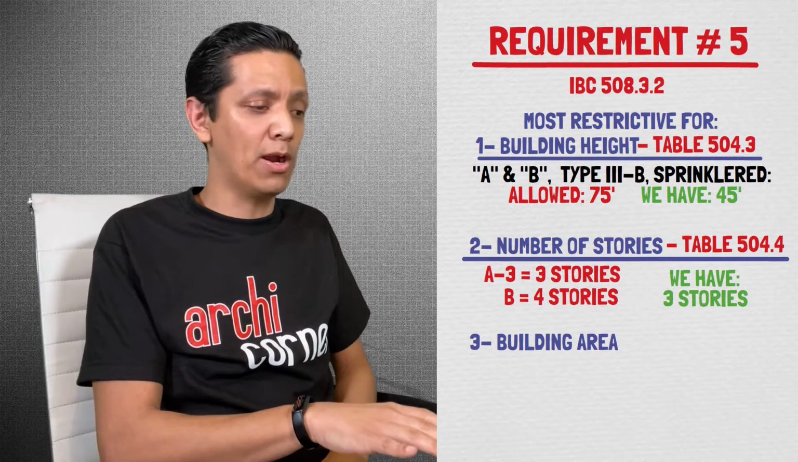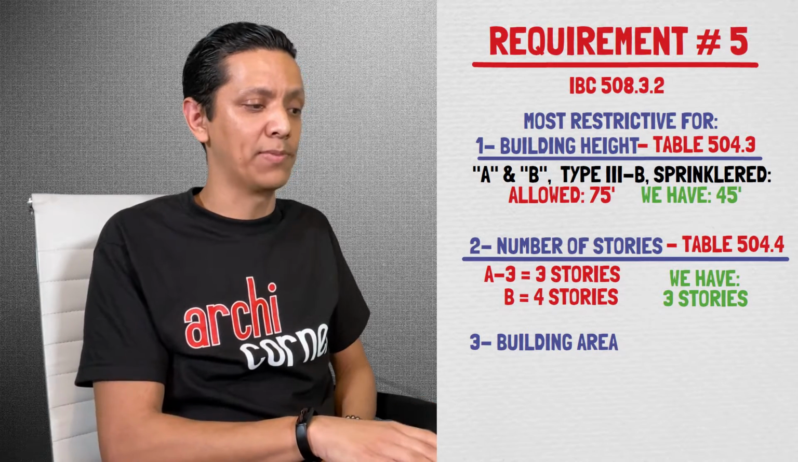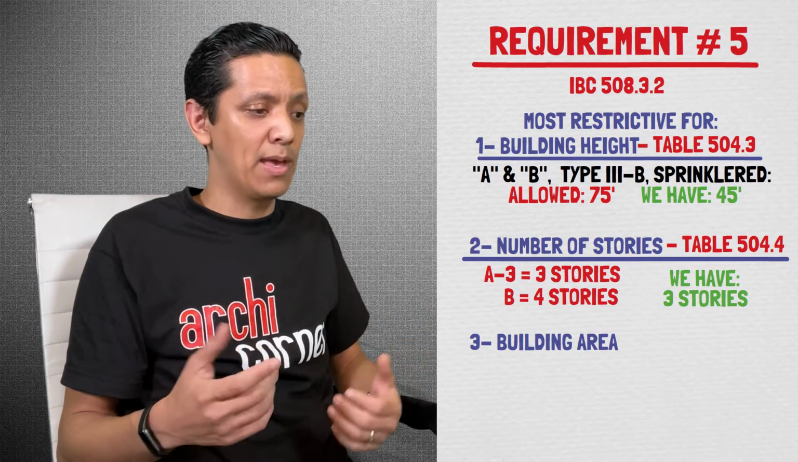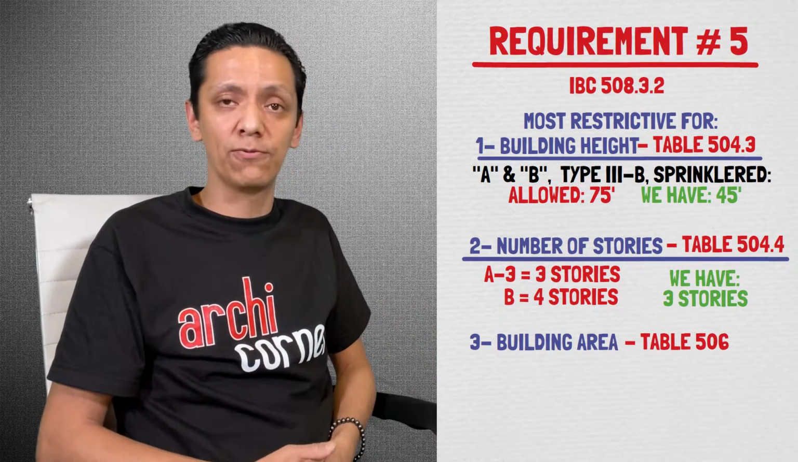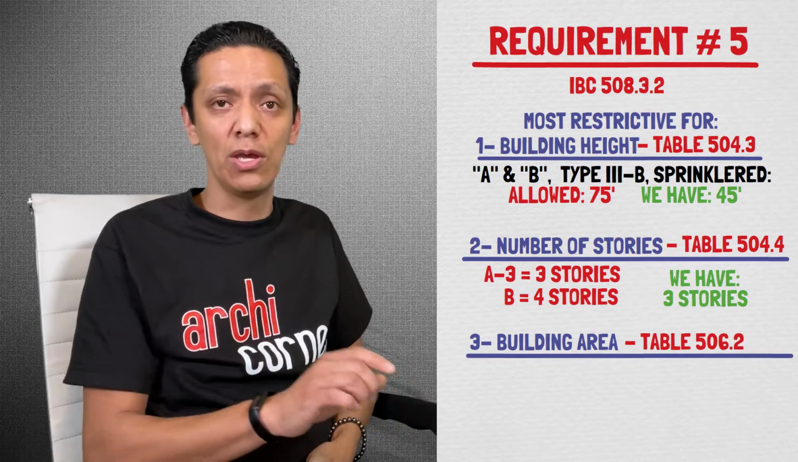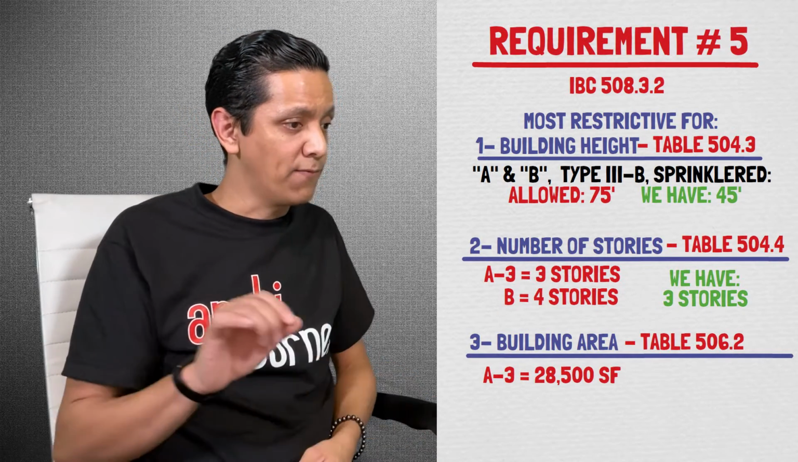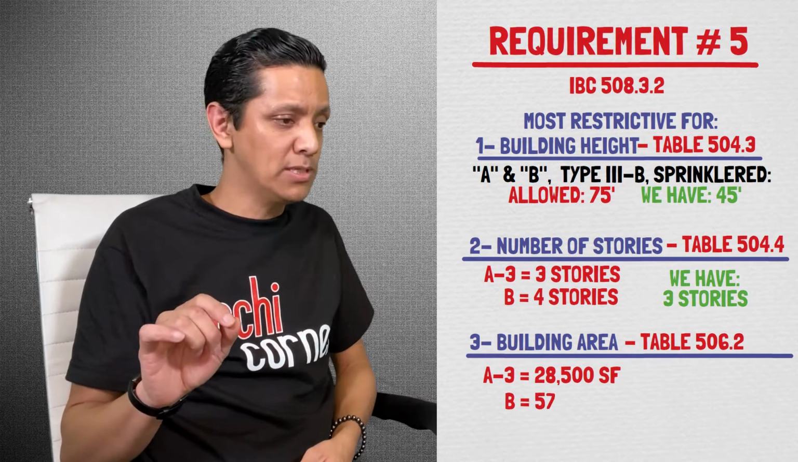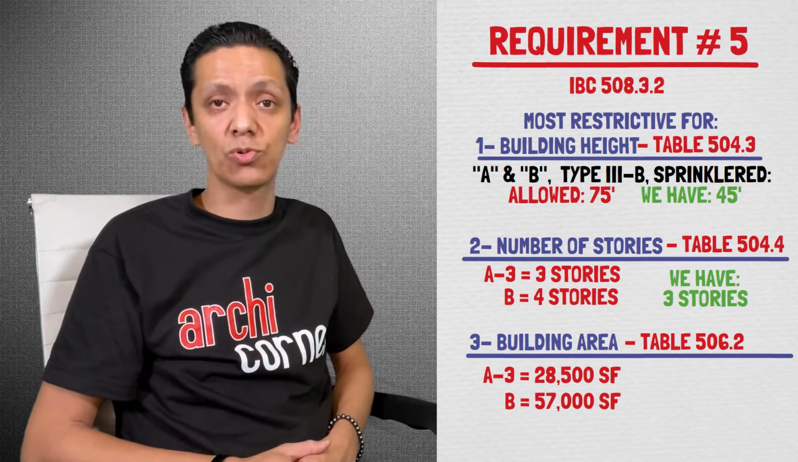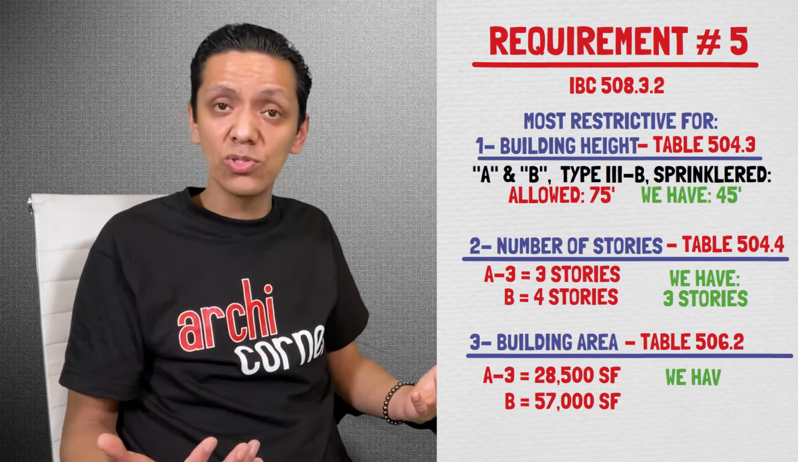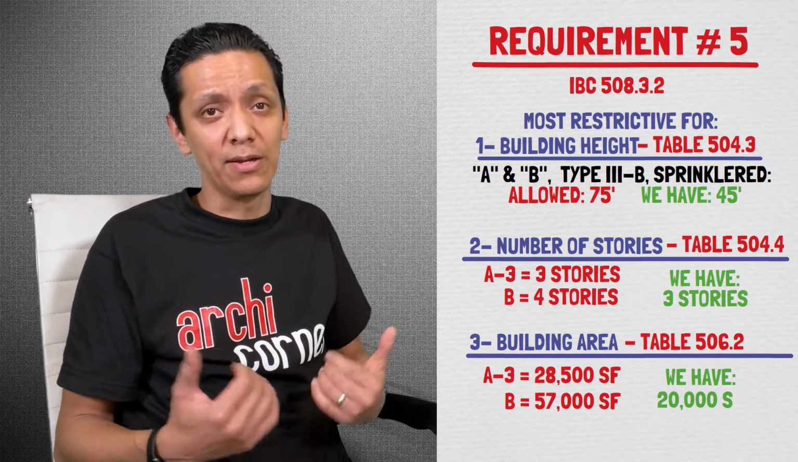Now, the third requirement is the building area. Again, it's very different for the 2 occupancies based on the building type. An A3 occupancy, if we look at table 506.2, is allowed 28,500 square feet, and for a B occupancy, we're allowed 57,000 square feet. We compare that to what we actually have, 20,000 square feet, so we are under that.